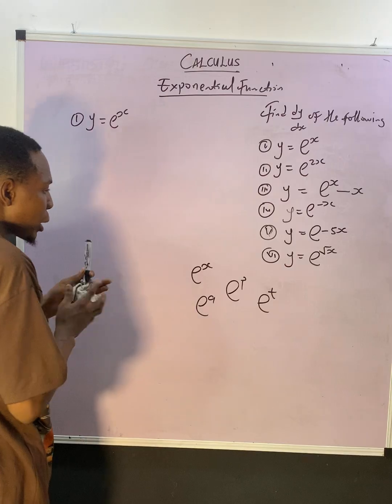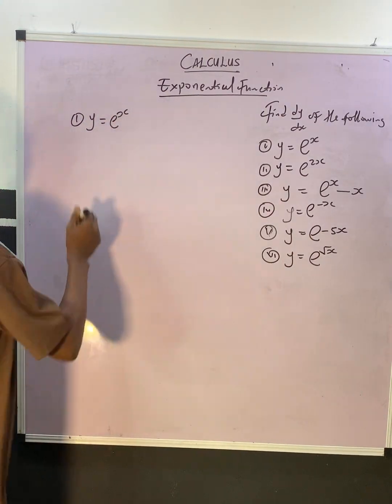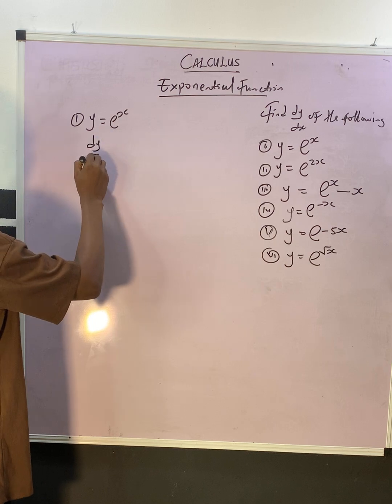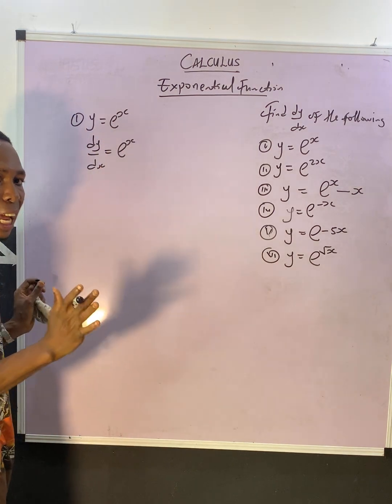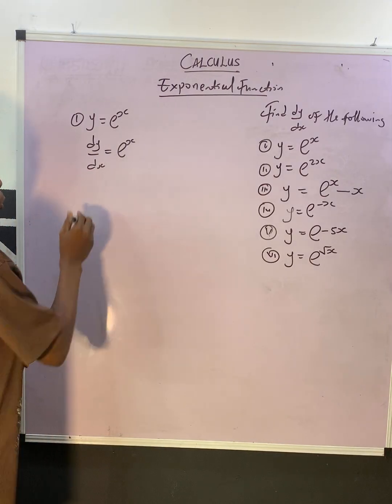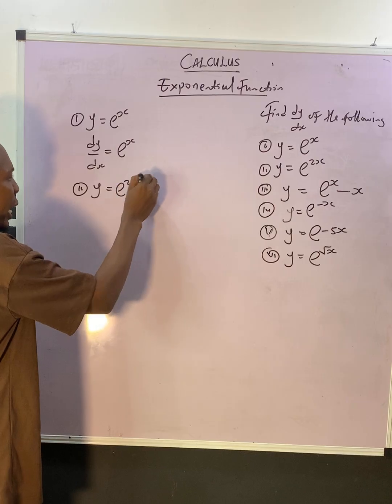So we have y equals e^x. Now dy/dx is written as e^x. That's it. Very simple. Then for number two, we have y equals e^(2x).